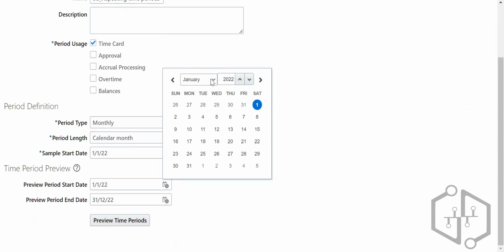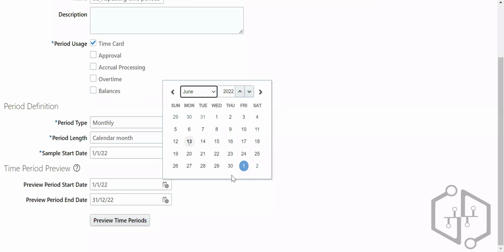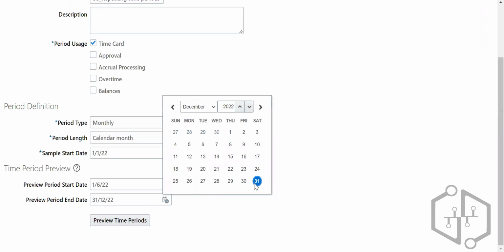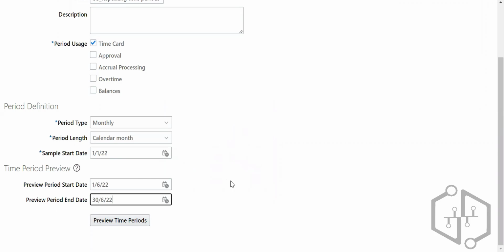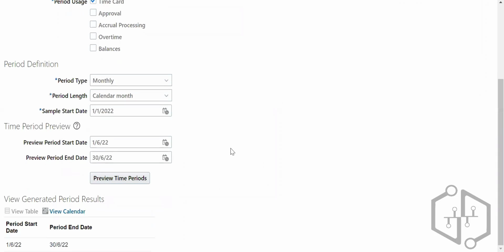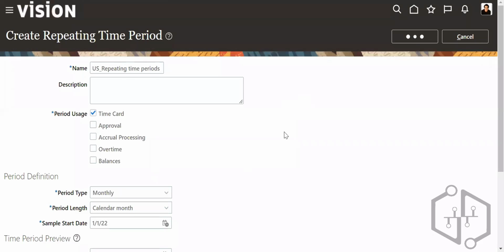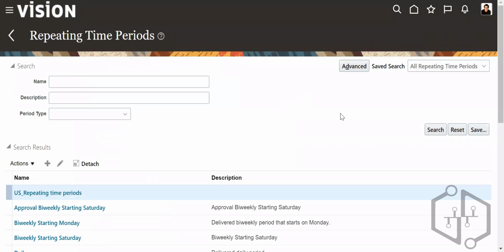Monthly, so it can be like January, June. So make it as June 1st to 30th June. Okay. Preview time period. You can see period start date, period end date. Okay. Save and close. So this is the way we can use the time period, repeating time period, right?